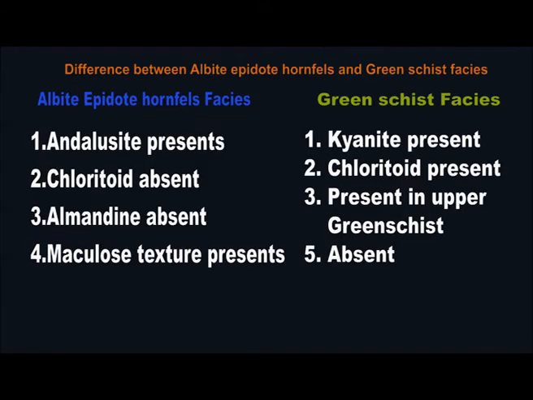Difference between albite, epidote, hornfels facies and greenschist facies. See the two columns: albite, epidote, hornfels facies and greenschist facies. Andalusite present, chloritoid absent, almandine garnet absent, and maculose texture present in albite, epidote, hornfels facies, while in case of greenschist facies, kyanite present, chloritoid present, garnet present in upper greenschist facies, and maculose texture is absent.